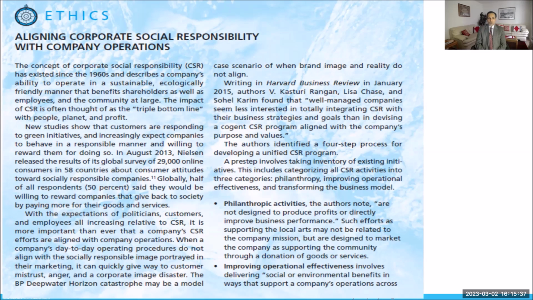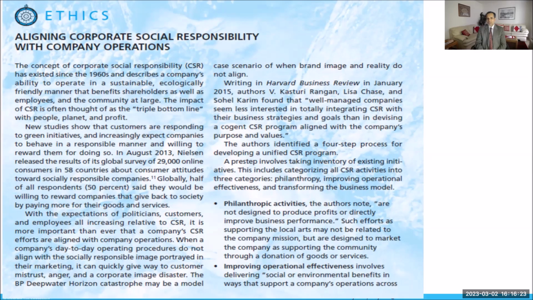The BP Deepwater Horizon catastrophe may be a model case scenario of when brand image and reality do not align very well. Writing in the Harvard Business Review in January 2015, the authors actually found that well-managed companies seem less interested in totally integrating corporate social responsibility with their business strategies and goals than in devising a cogent corporate social responsibility program aligned with the company's purpose and values. The authors identified a 4-step process for developing a unified corporate social responsibility program.